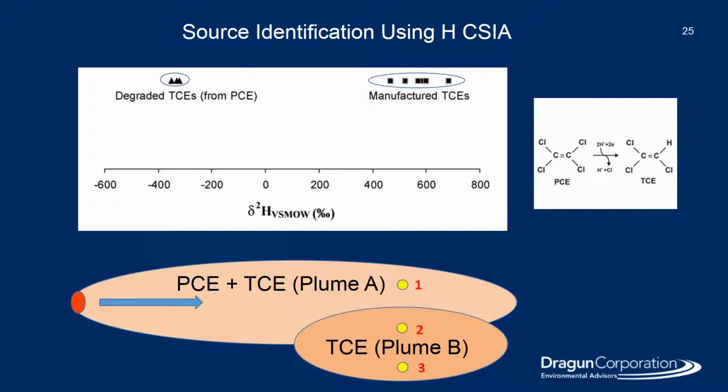So if we take samples 1, 2, and 3 and analyze them for hydrogen isotopes, if the hydrogen isotopic ratios are the same, it means that these two are from the same source. But if sample 1 falls in this area, sample 2, which is from the mixed zone, falls in this area, and sample 3 falls in this area, we can say that they are from different sources.